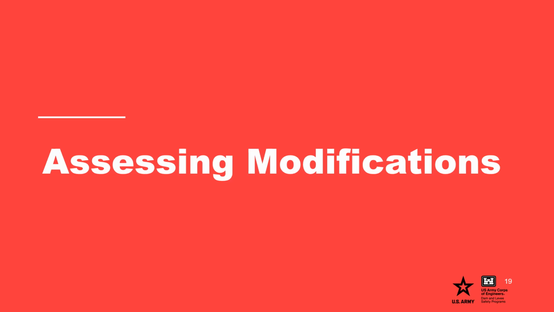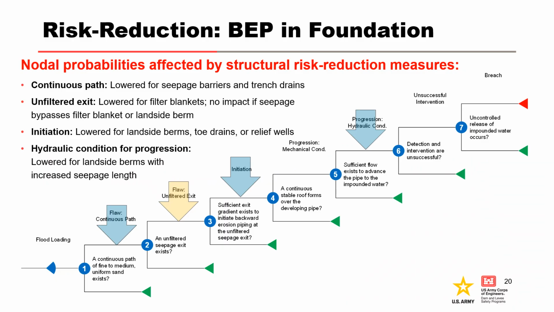Assessing modifications. The formulation of structural risk reduction measures to address potential failure modes will focus on one or more nodes of the event tree to reduce the likelihood of their occurrence. These are the nodes that are typically targeted for backward erosion piping.